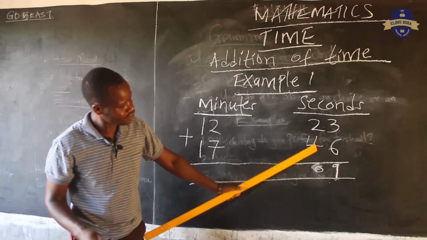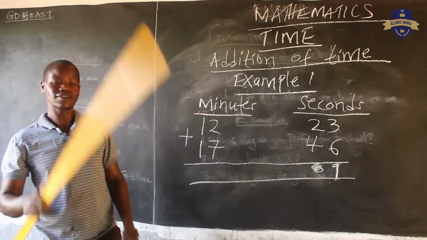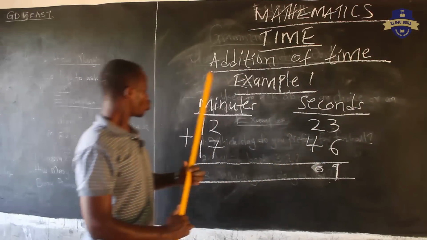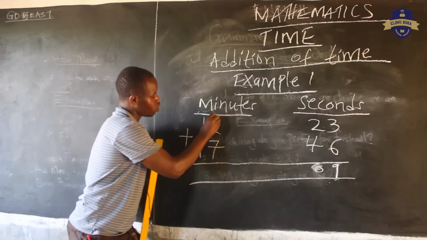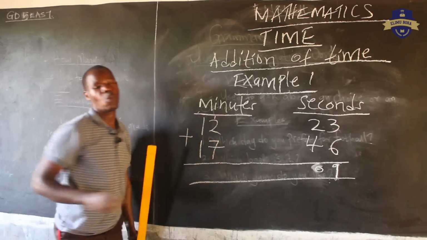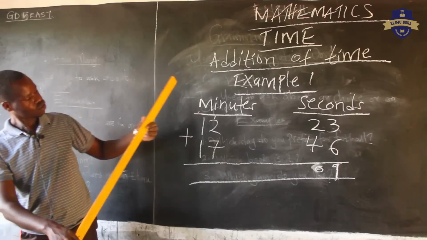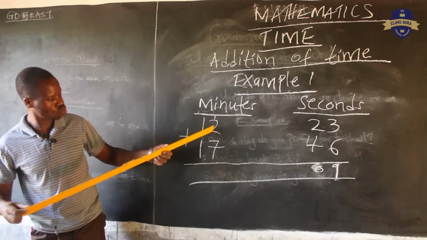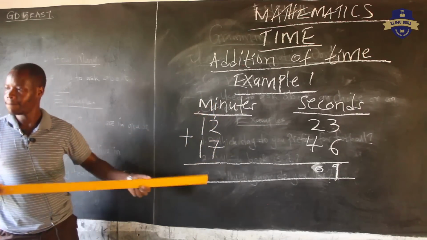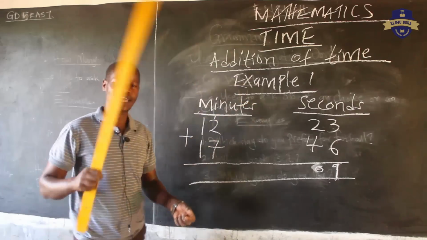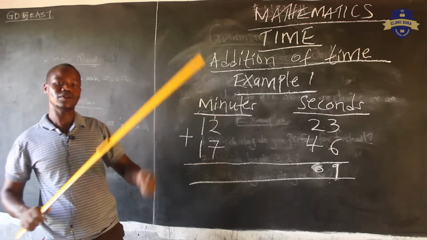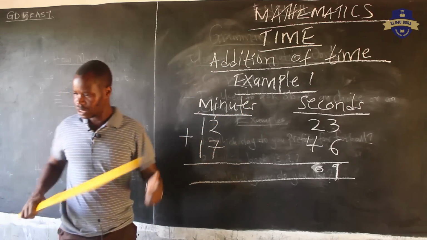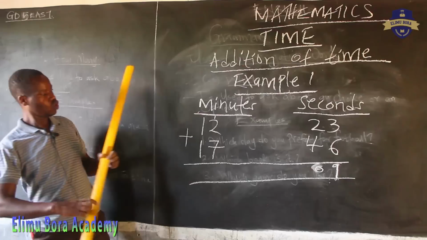And then 60 seconds is the same as 1 minute. So here on the side of minutes, we are going to carry 1. When you carry, you just write here 1. So 1 plus 2, this is the side of minutes. Yes, 3. You are going to have 3.